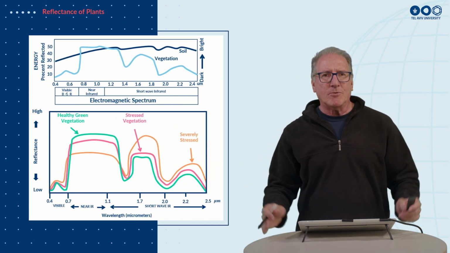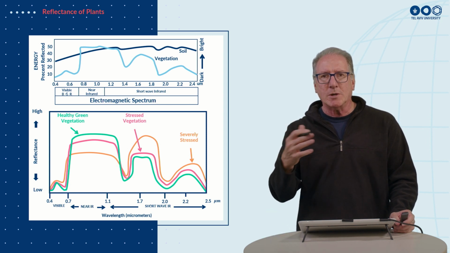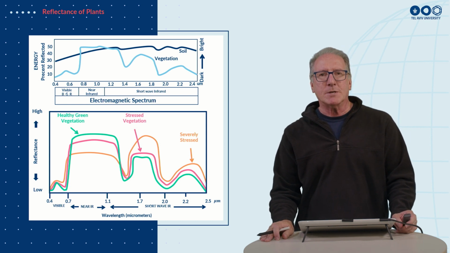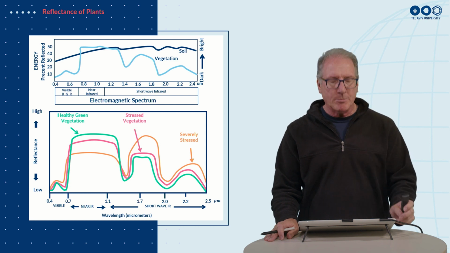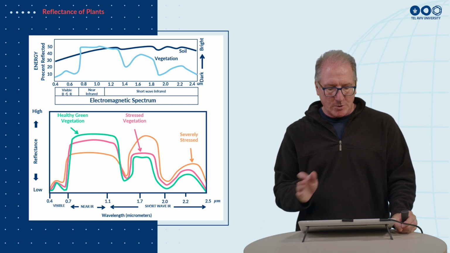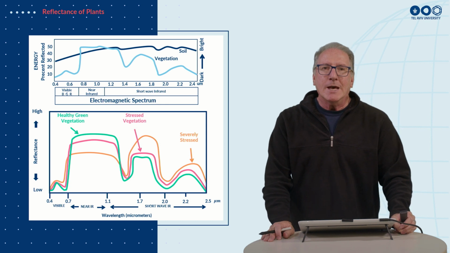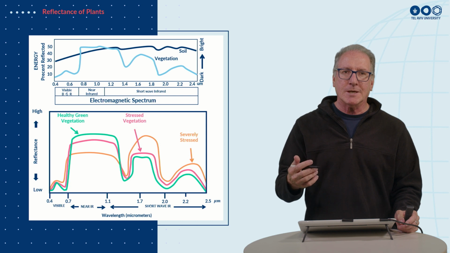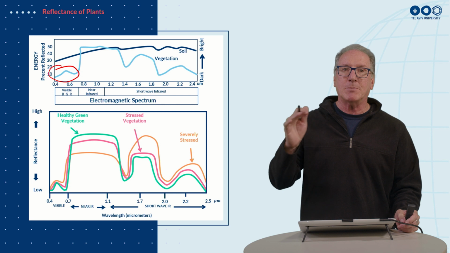If we now expand the spectrum even further, here we've got the reflection of both topsoil and vegetation from around 0.4 microns all the way out to 2.4 microns. At the beginning, from about 0.4 to 0.7, is the visible part of the spectrum. Then we get to the near infrared, and then the longer wavelengths, the shortwave infrared. And again, this is the reflectivity of green vegetation. In the visible part of the spectrum there's not much reflectivity, and then it jumps up in the infrared.